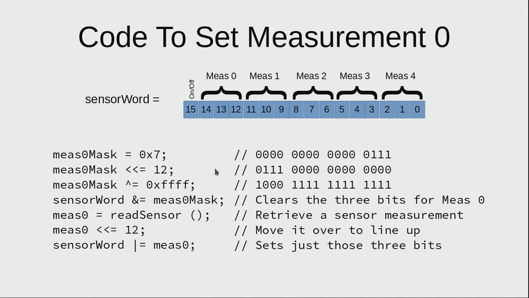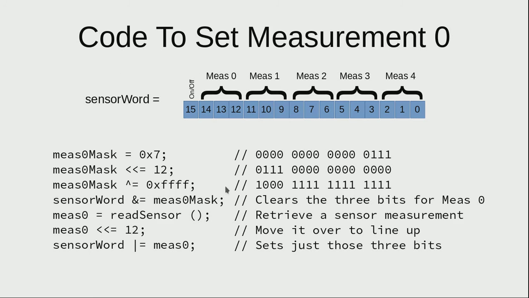Yes, we're going to need to clear, so we need 3 zeros here, not 3 ones, and that's where you use the exclusive OR. If I exclusive OR with all F's, that's all ones, that means everything that was a 0 will turn into a 1, everything that was a 1 will turn into a 0. So now I've got 3 zeros that line up with measurement 0. Now I can AND my sensor word.